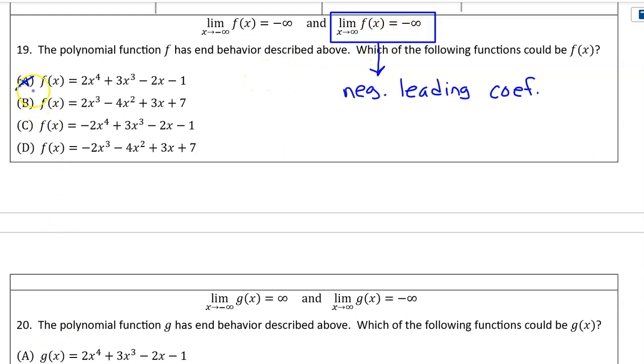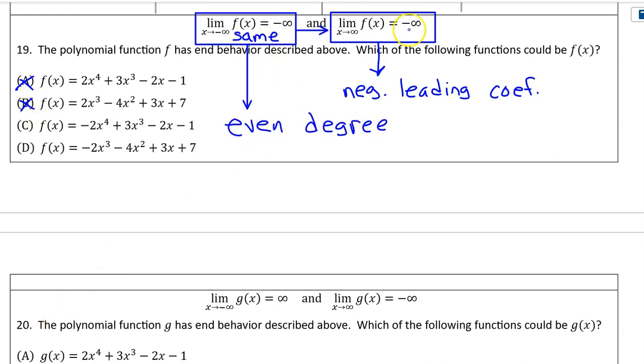So that eliminates option A and B. The fact that the left and right end behavior are the same tells us that we have an even degree. So that means the answer has to be C.